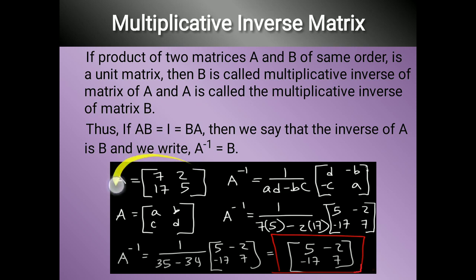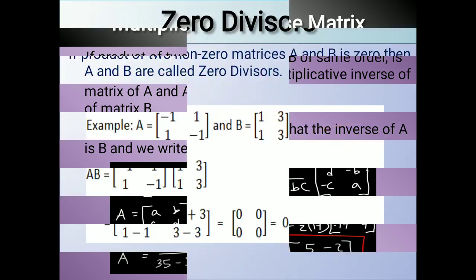Let's take an example. A's elements are given here, or we can write it like this: A, B, C, D, and the inverse of A will be this. So A, B, C, D here, and here the inverse of that. Once we solve that, we get the resultant as 5, minus 2, 7, minus 17. So this is the multiplicative inverse. Inverse in the sense of a reciprocal of matrix A. Let's move on to the next.